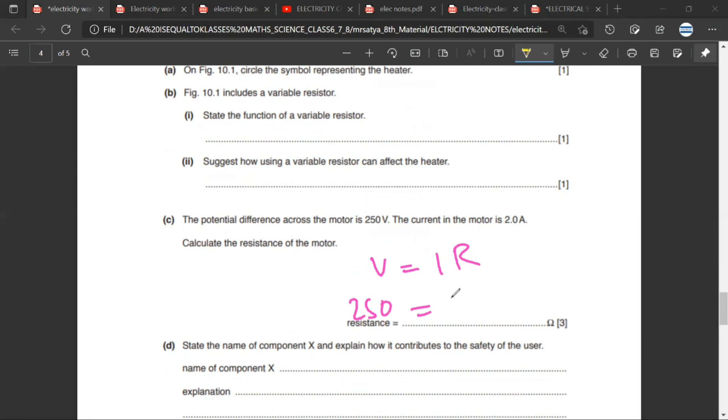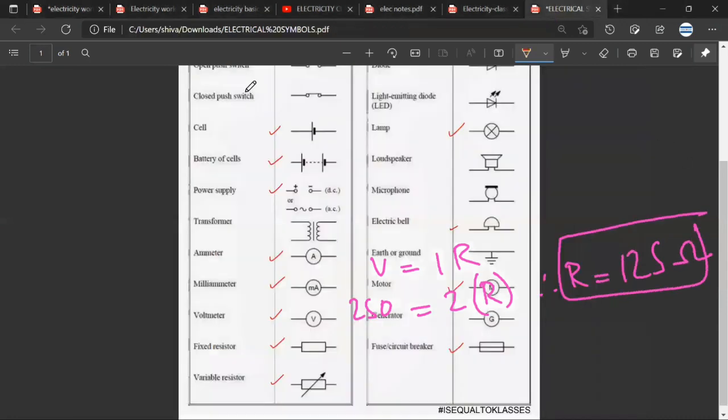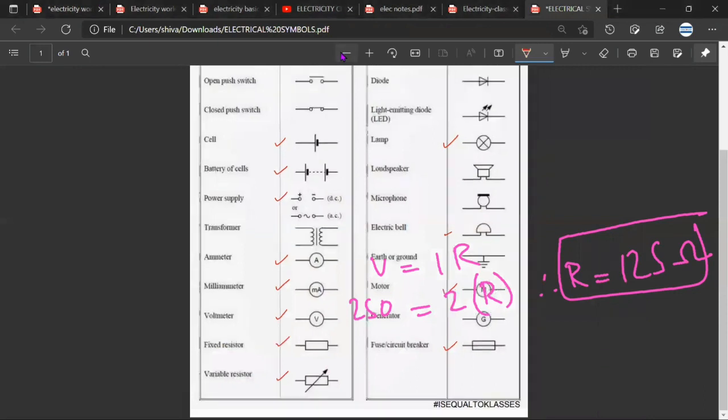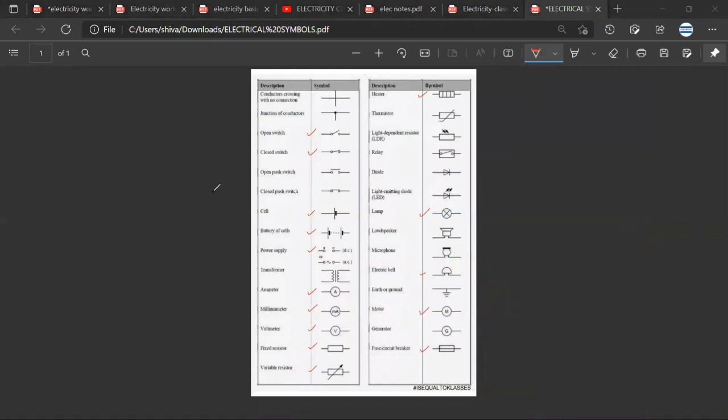So this is a small example which is there. So therefore, R is equal to 125 ohm. This is a small numerical that you can do. But spend some time on this. Symbol PDF. At least remember all the ticks. Wherever I put a tick, just remember these at least. The others you will require in your 9th and 10th class. Satya, have you understood? Yes, sir.